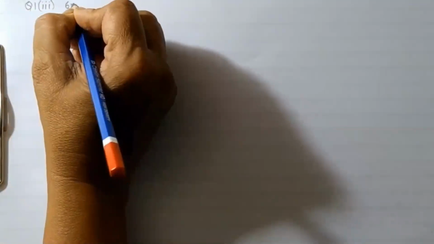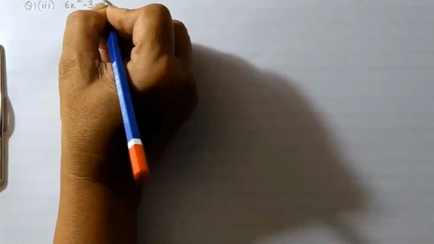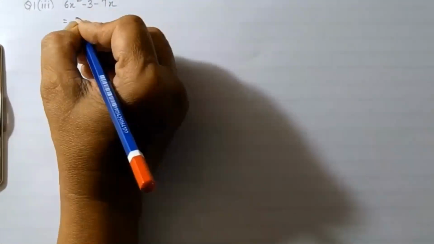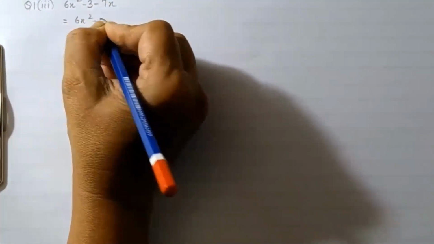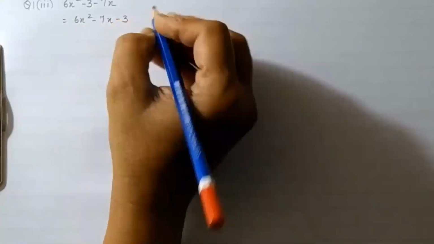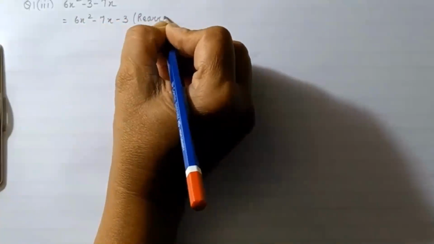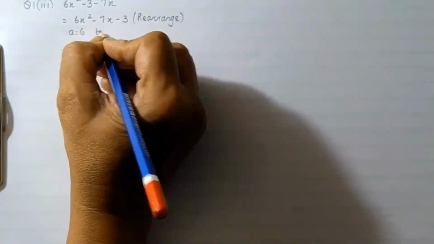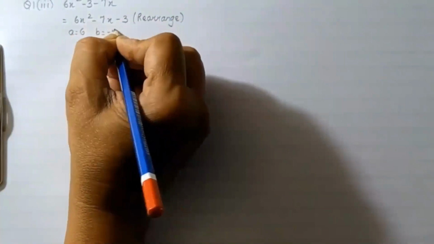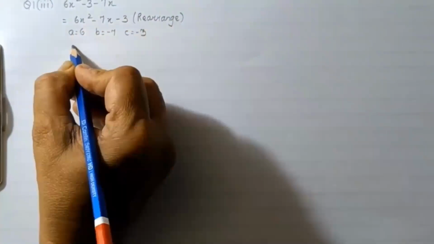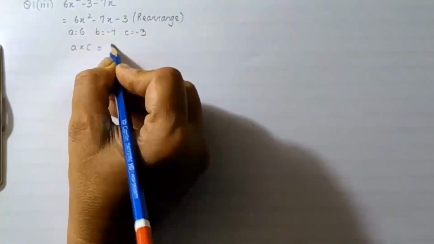Now let's do the third sum. 6x square minus 3 minus 7x. Now we have to arrange this in the form 6x square minus 7x minus 3. We have rearranged it in the standard form of a quadratic equation. A is equal to 6, B is equal to minus 7, and C is equal to minus 3.